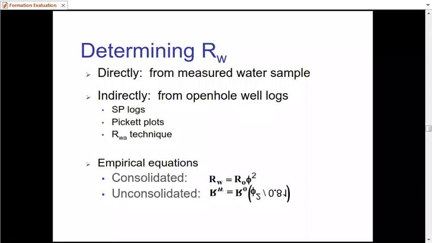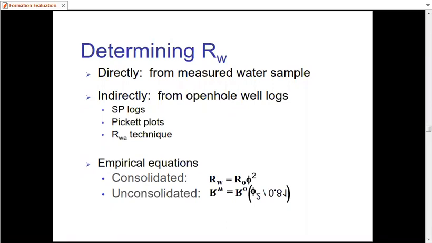To determine the water resistivity, you have 3 methods. The first one is the direct method, from actual measured water sample analysis. And the second one is the indirect method from open hole well logs, such as spontaneous potential, Pickett plots, the RWA technique. And the third one is the empirical equations.